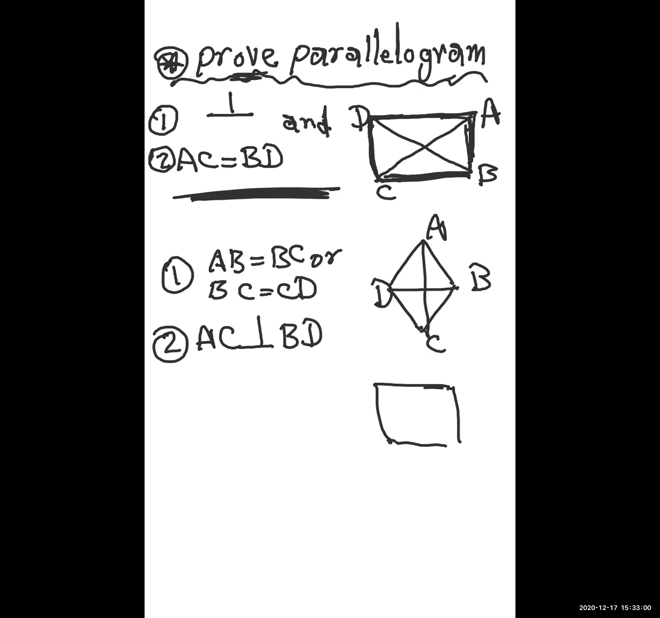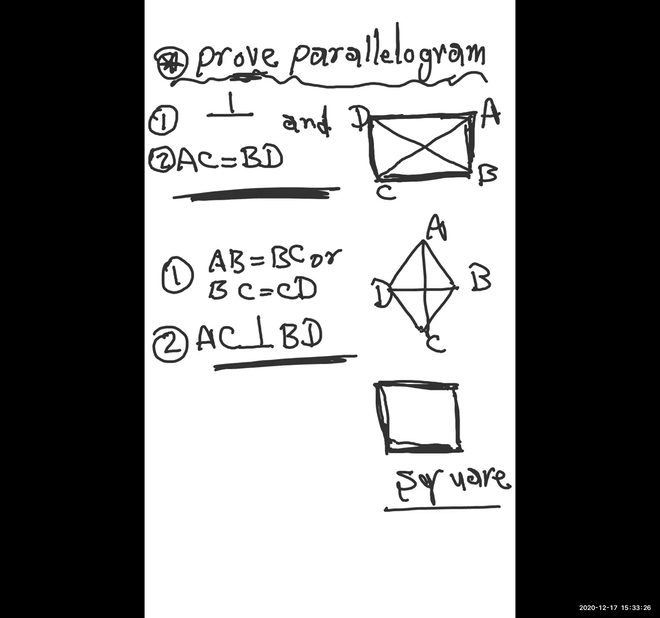The two diagonals are perpendicular. Okay. Then the last one, I think this is the square. Yes. Square. Okay. In case of the square, how to prove that it's a square?